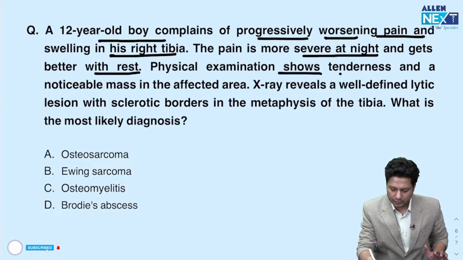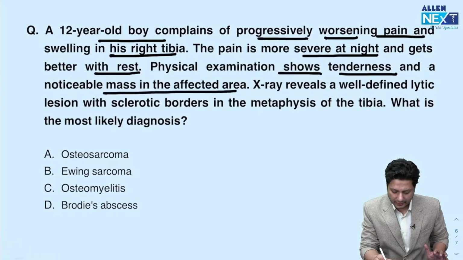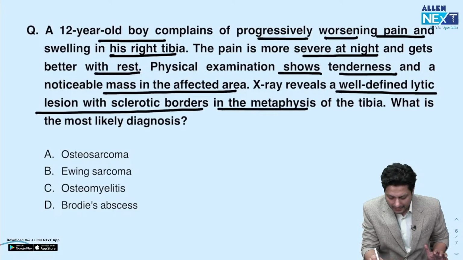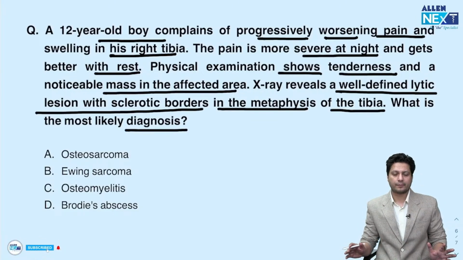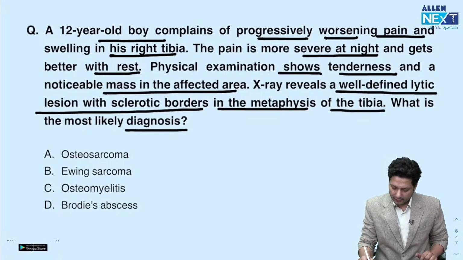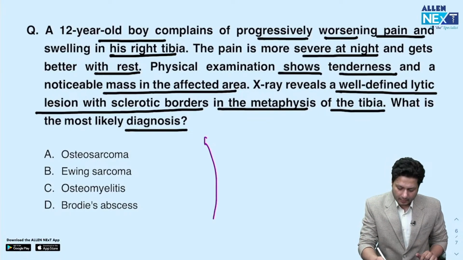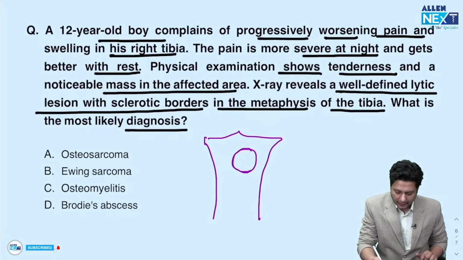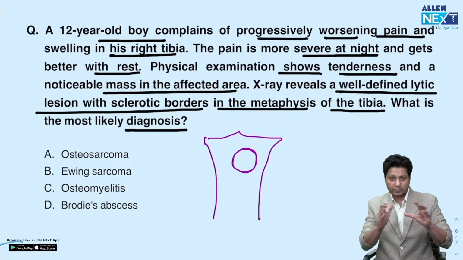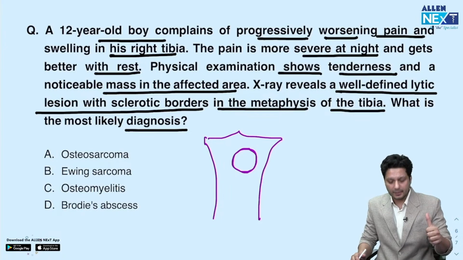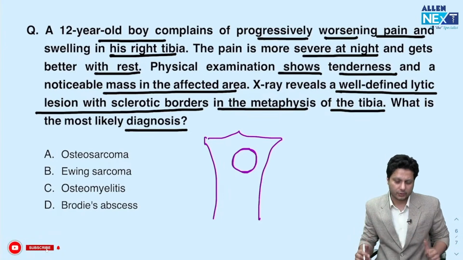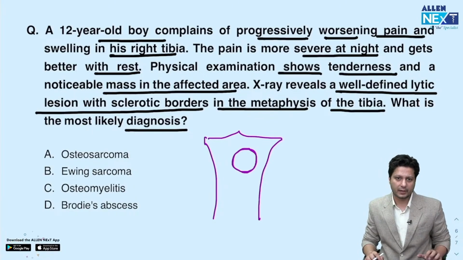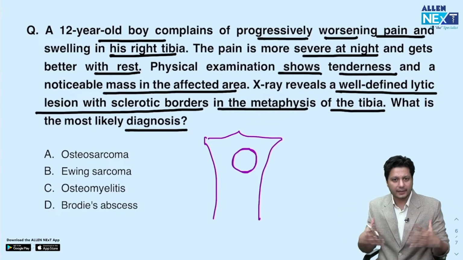Now, physical examination shows tenderness and a noticeable mass in the affected area. X-ray reveals a well-defined lytic lesion with sclerotic borders in the metaphysis of the tibia. What is the most likely diagnosis? So, basically, imagine this is the proximal end of the tibia the patient is having. And here they are talking about a lytic lesion with well-defined sclerosed margins within the proximal region of the tibia, then possibly with a noticeable mass, that means there is an outpouching to some extent, then possibly it is a kind of abscess which is well contained within the lesion.